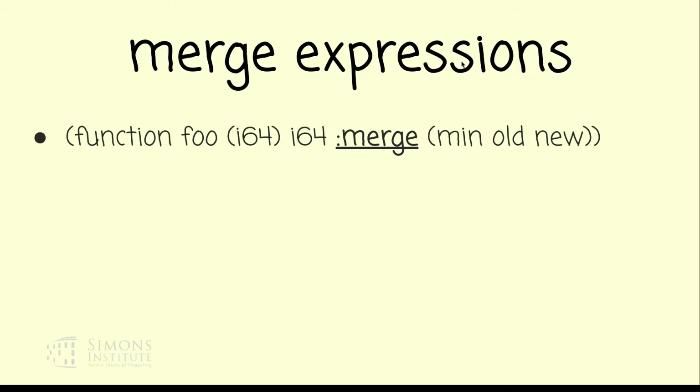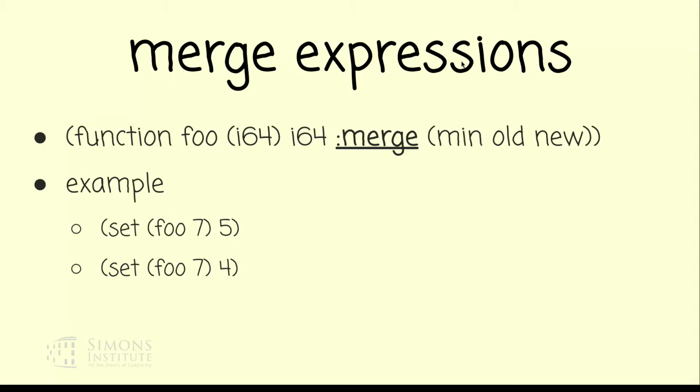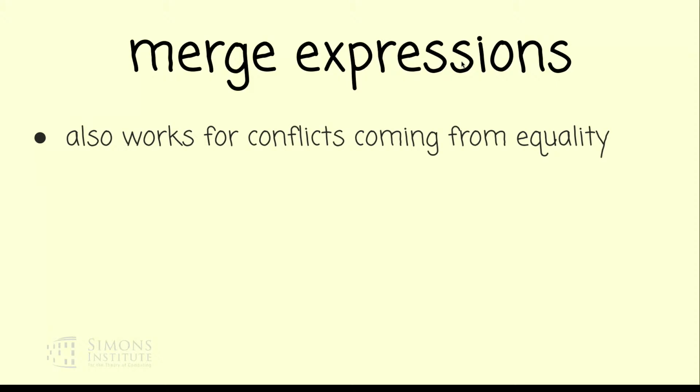When you specify a function, you also have to give what's called a merge expression, which gives you the lattice law. This tells you the meet of the semi-lattice that is going to resolve any functional dependency violations. In this example, this is our syntax for adding a tuple to the database. If you add foo of 7.5 and foo of 7.4, then of course the result is going to be foo of 7.4, because the lattice that we're in is the min lattice. Easy peasy. Now, like I said, this also works for conflicts coming from equality.